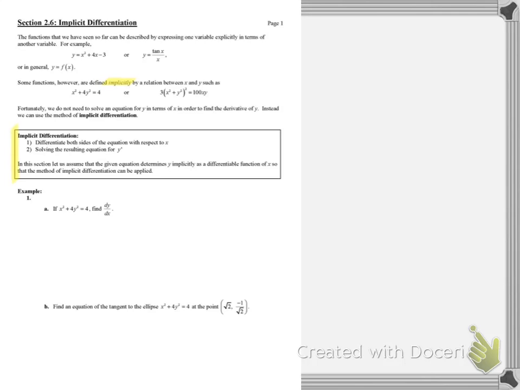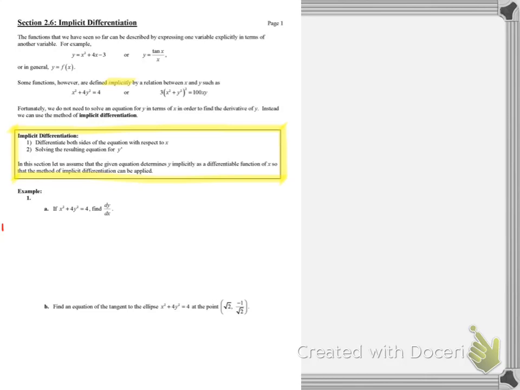Here are a few examples. x squared plus 4y squared equals 4, or 3 times x squared plus y squared, squared, equals 100xy. Fortunately, we do not have to solve this equation for y in terms of x. Instead, we can use a method of implicit differentiation. What we want to do is differentiate both sides of the equation with respect to x. Since we're doing this with respect to x, we might need to use the chain rule. Then, after, we will solve for y prime or dy/dx, depending on how you write that up.